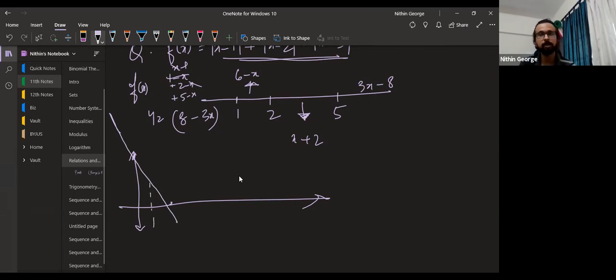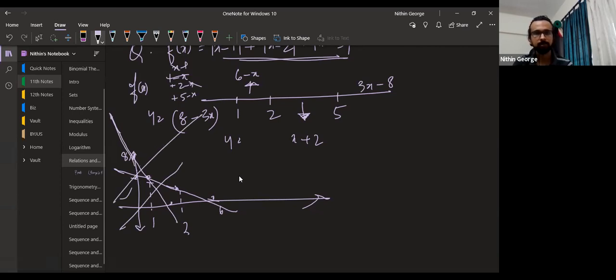Okay, and then from 1 to 2, it is 6 minus x. In other words, y plus x equal to 6. This was the 8, this will be 6, somewhere here. So y plus x will be 6 here, up to the point 2. Then 2 to 5, what is it? It's y equal to x plus 2. So you have y equal to x, and then take it up by 2 units. So you get a line here.